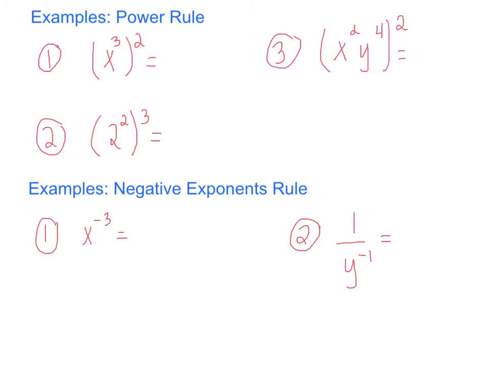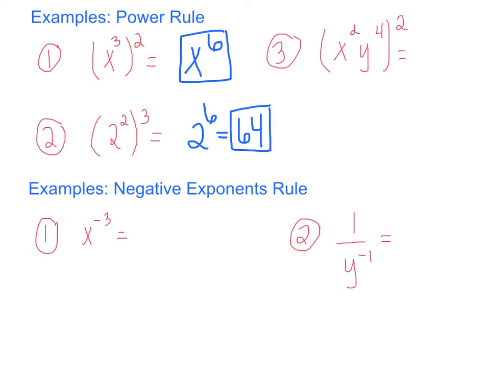Our first example under the power rule says that we will be multiplying our exponents. So x to the 3rd, raised to the 2, would be x to the 6th. Number 2, we'll be multiplying our 2 and our 3. So 2 squared, raised to the 3, will be 2 to the 6th, and we'll simplify that to be 64. Number 3, we multiply by the 2's: x squared to the 2 will be x to the 4th, and y to the 4th to the 2 is y to the 8th.